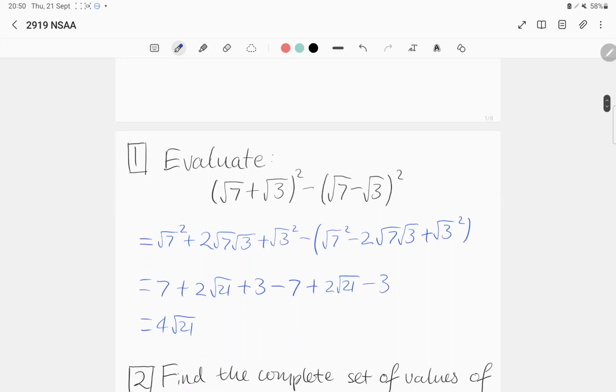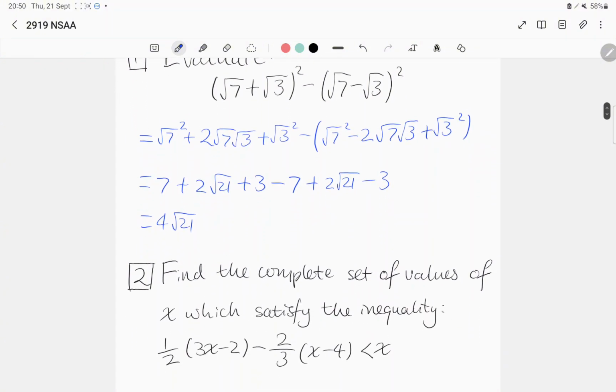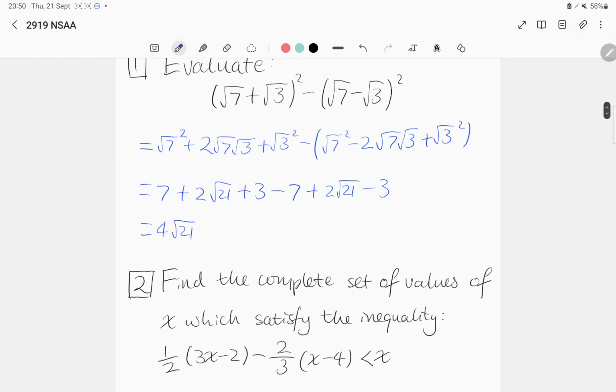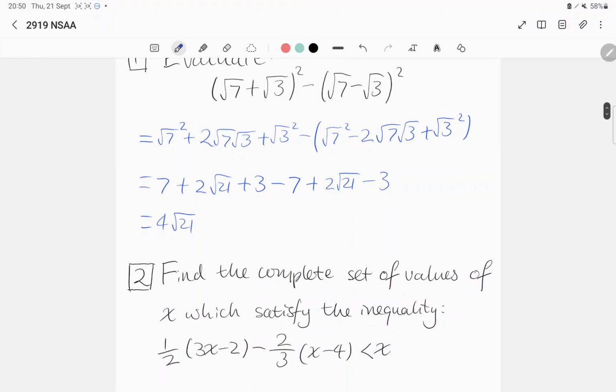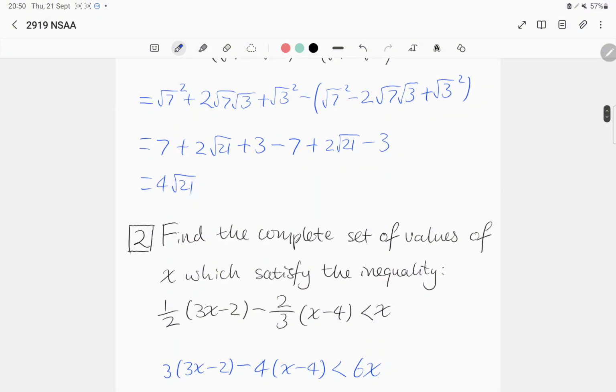Now, question 2. Find the complete set of values of x which satisfy the inequality half of (3x minus 2) minus 2/3 of (x minus 4) is less than x. We'll start by multiplying everything by 6. This should give us 3 of (3x minus 2) minus 4 of (x minus 4) is less than 6x.